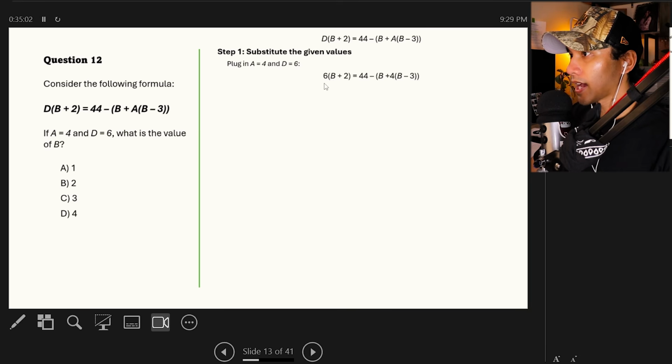So in this case, it's 6B. Let's start with the left side. 6B plus 2. That's 6B, 6 times B, and then 6 times 2, giving us 6B plus 12. On this side, it's 4B, 4 times B, and then 4 times negative 12, right? So all I'm doing is just distributing. Distribute first before I do anything, right?